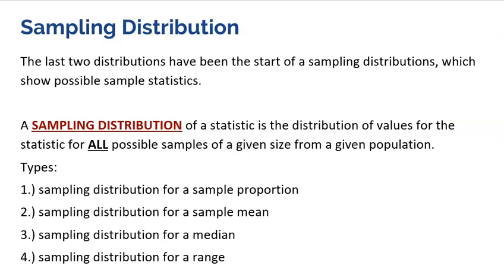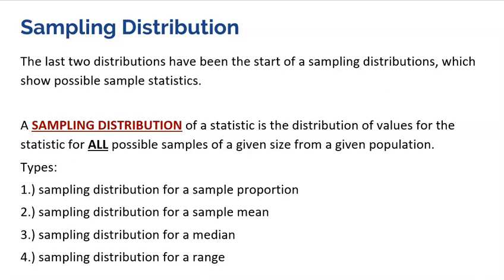Now, this is what's called a sampling distribution, and this is what this entire unit is about. The last two distributions were the start of a sampling distribution, which shows all possible sample statistics. The reason these last two examples were not official sampling distributions is because they didn't show all possible samples. The idea of a true sampling distribution of a statistic is the distribution of values for the statistic for all possible samples of a given size from a given population.